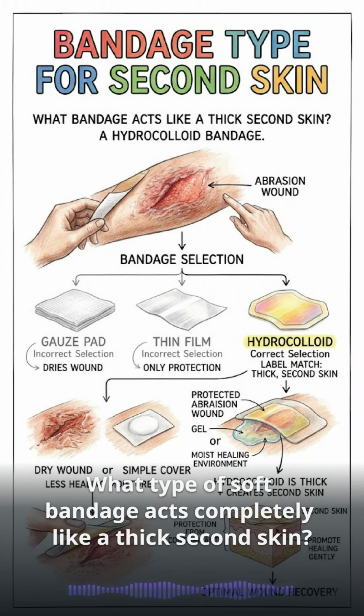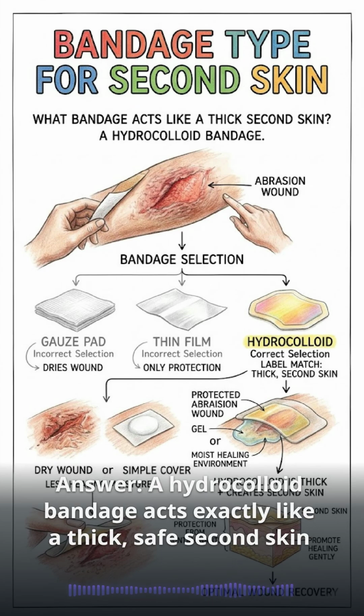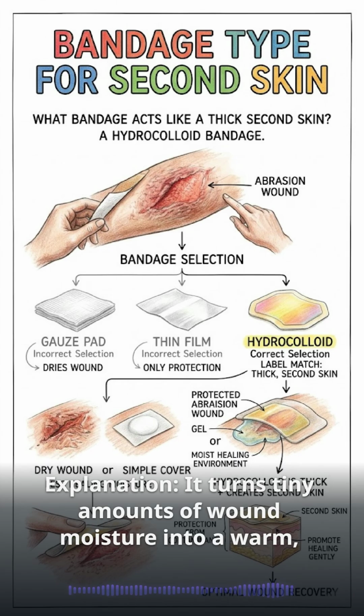79. What type of soft bandage acts completely like a thick second skin? A hydrocolloid bandage acts exactly like a thick, safe second skin layer. It turns tiny amounts of wound moisture into a warm, soft gel.